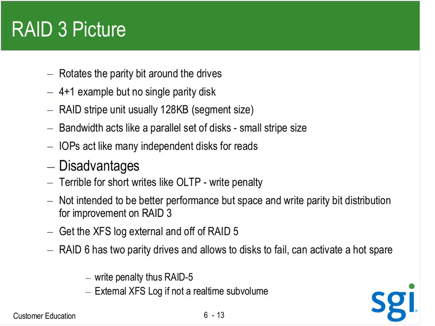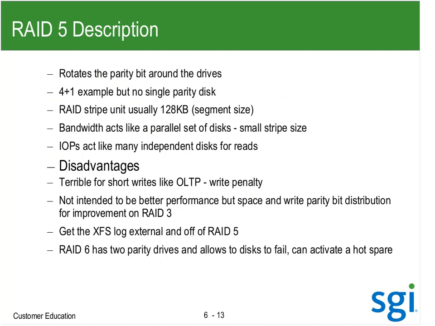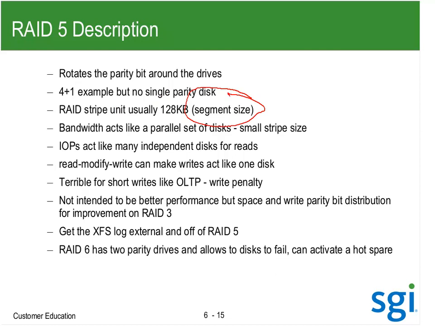RAID 5 rotates the parity bit around the drives, a 4 plus 1 example, but we don't have a single parity drive. It's spread across them. Now I want to check to see what our segment size is. That is configurable. And there is a profile that will give this information. Now with RAID 5, bandwidth acts as a parallel set of disks when it has a small stripe size. And IOPS act like independent disks. But again, a read, write can make it act like a single drive.